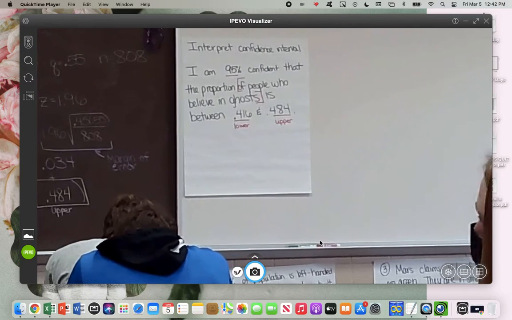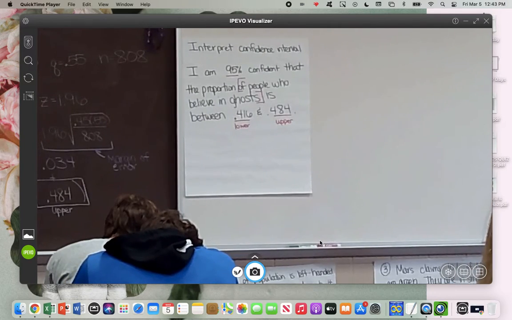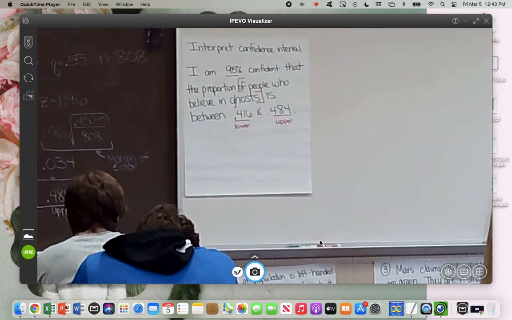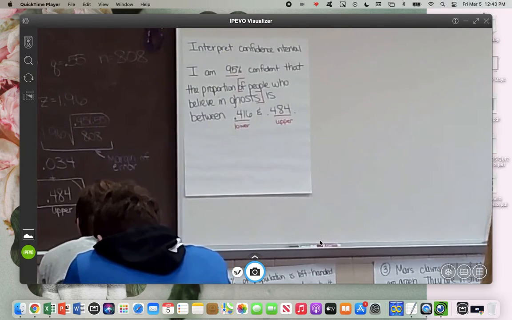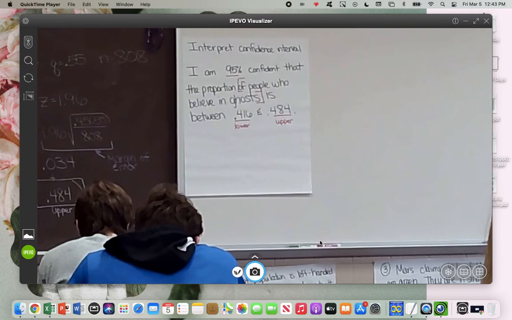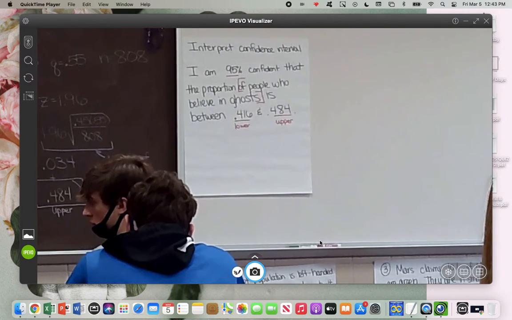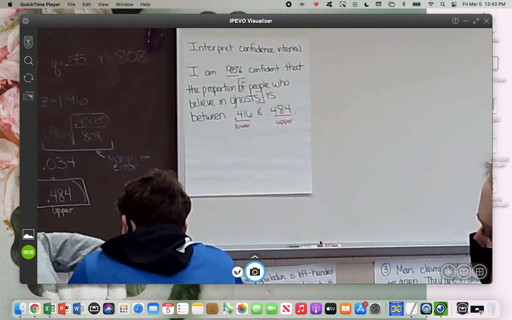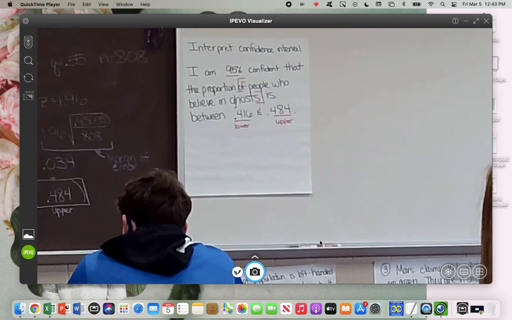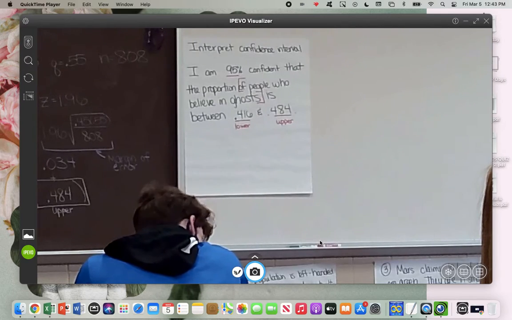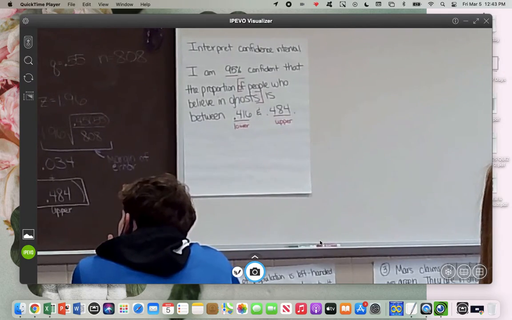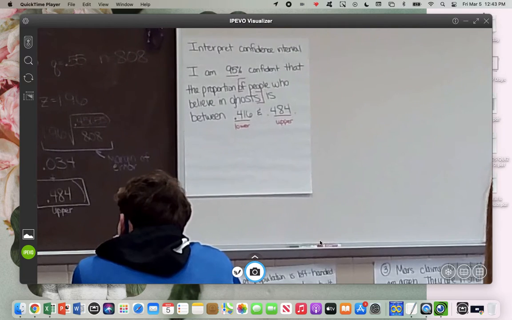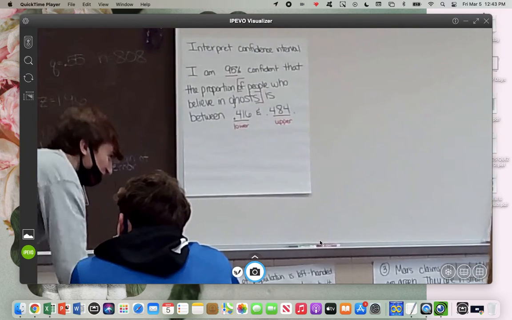So do you guys have any questions about the formula part? Typing it into the calculator? Now what about writing the statement? Okay, so I actually want to do this exact same problem. Go ahead and answer that, Will. And this time I want you to use the same topic. We're still talking about the ghost, but I want to be 98% confident this time.